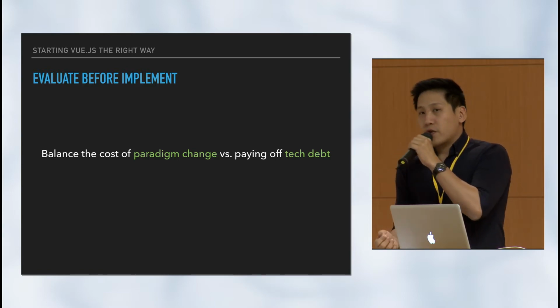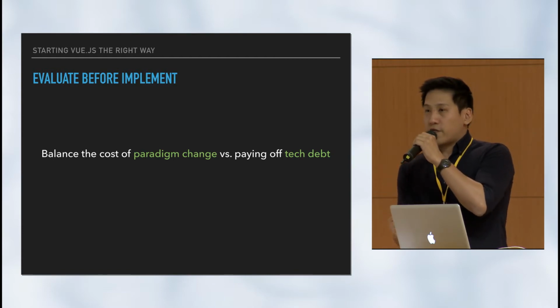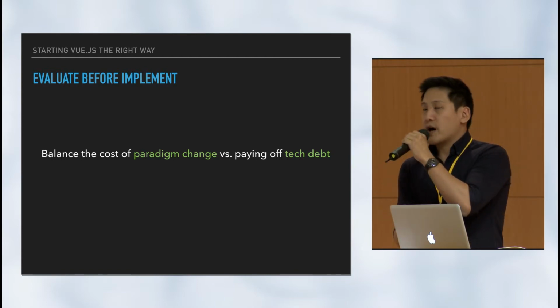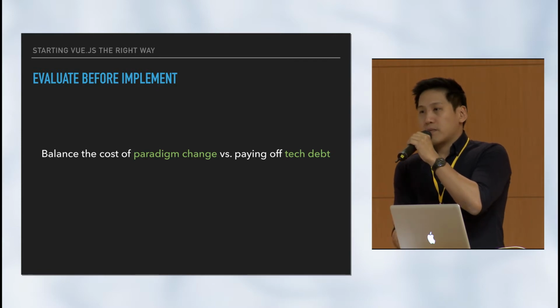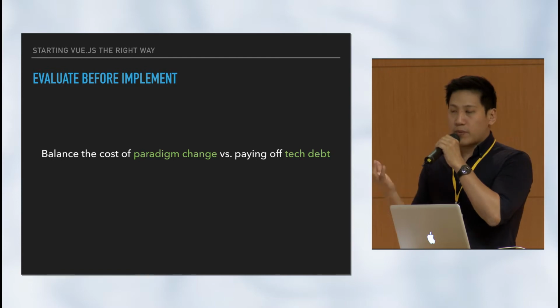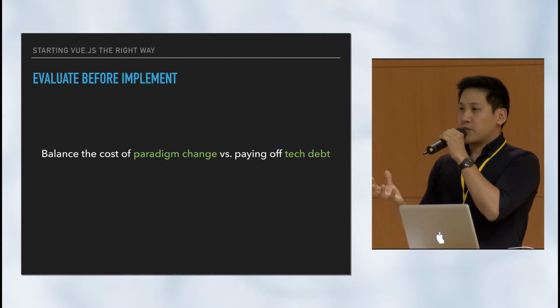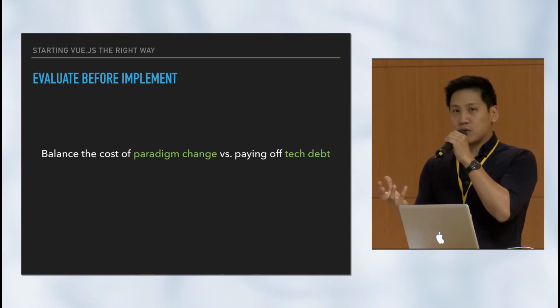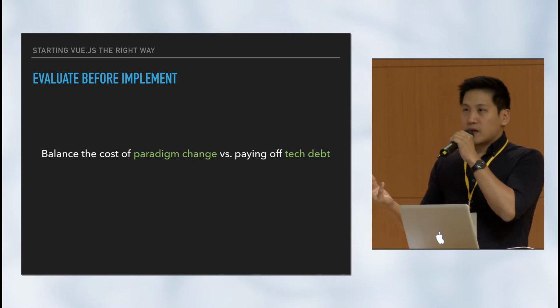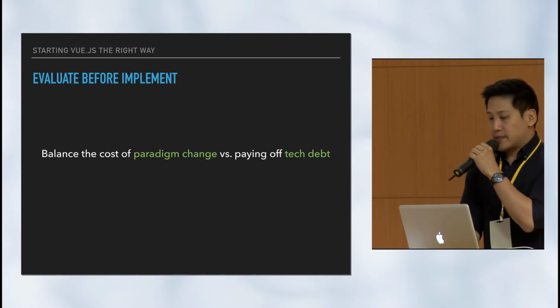But using Vue allows you to pay off a lot of technical debt, a lot of things that we remove. 100,000 lines of code by integrating Vue. So there is a cost and benefit analysis. Is it worth it to force developers that are working on the system to change to a new mindset in order to pay off the technical debt? You have to evaluate before you implement it.